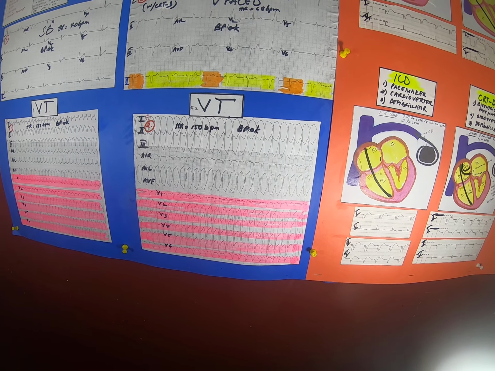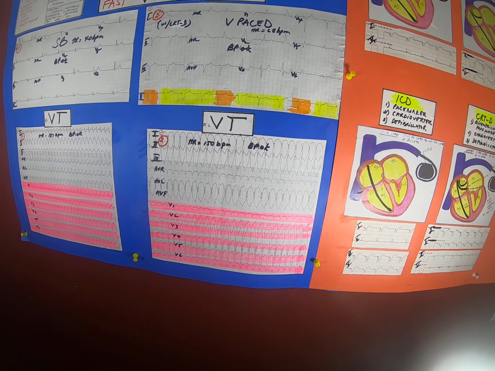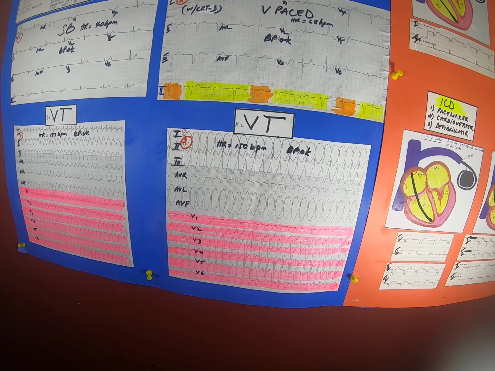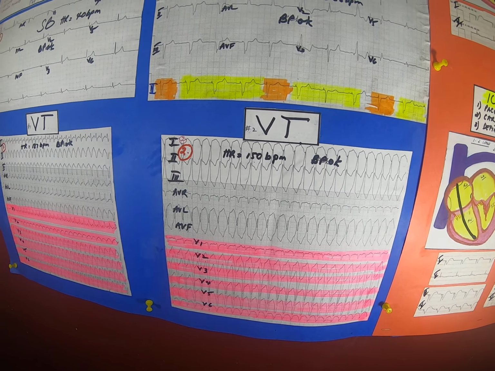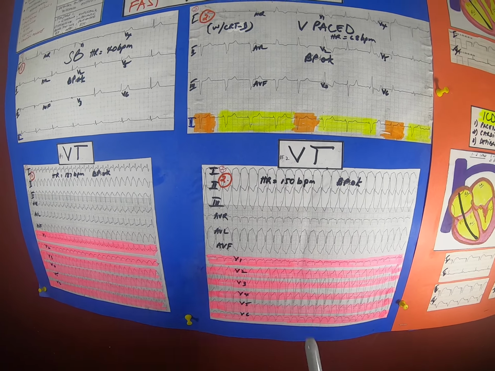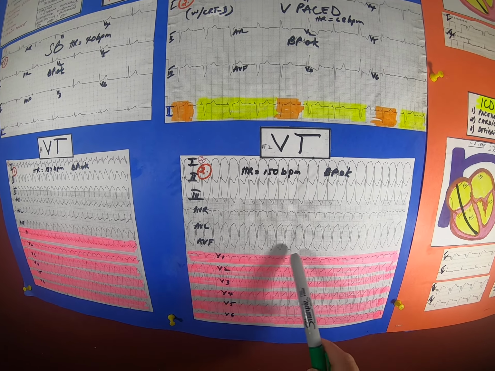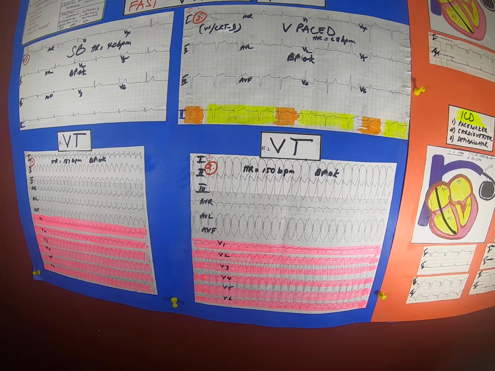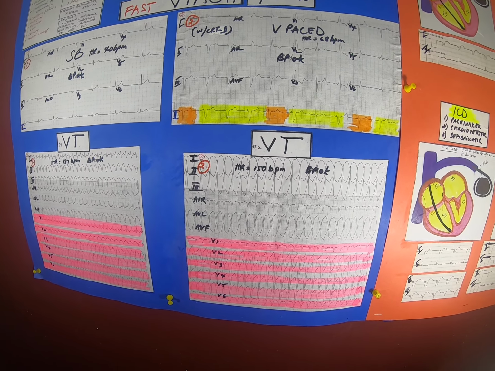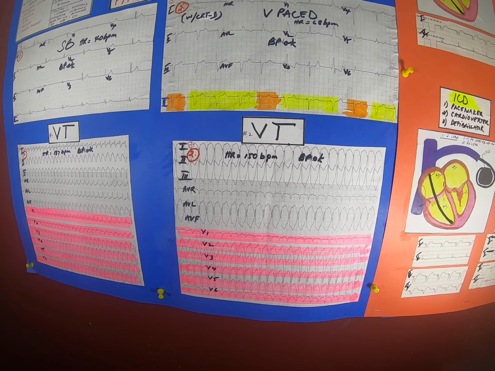Other history: hypertension and dyslipidemia. So the ER nurse checked the patient's vital signs and found out that the heart rate is 150 beats per minute, okay? But there's blood pressure. So the heart rate is regular, but it's fast. And a 12-lead ECG was done. There's also blood work done.